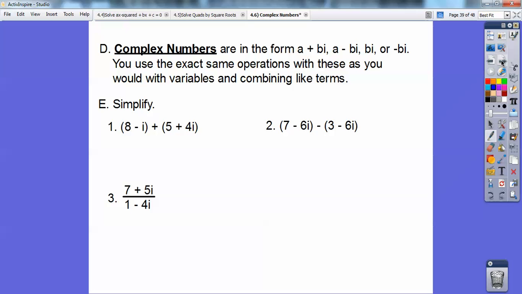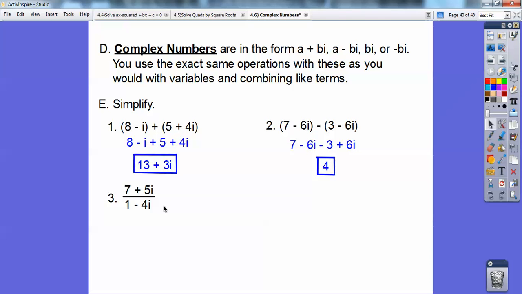All right, so here we go right here. When I have just a plus sign in between them, I can just drop the parentheses. Here when I have a minus, I'm going to go ahead and distribute this negative through. So I'm going to get that right there, and then just combine like terms. 8 plus 5 is 13. Negative i plus 4i is plus 3i. Here, the negative 6i and the positive 6i cancel, and I'm left with 7 minus 3 is 4.